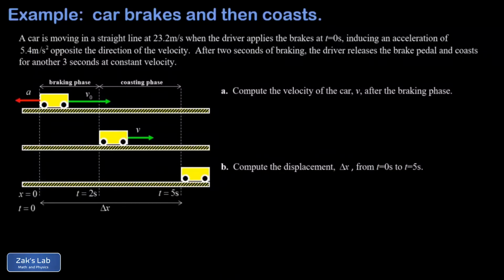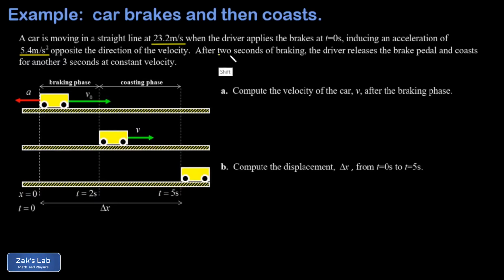In this video, we're looking at a kinematics problem where I have two distinct phases happening. So I have a car that starts with a known initial velocity of 23.2 meters per second, and then the driver puts the brakes on, and that induces an acceleration of 5.4 meters per second squared opposite to the direction of the velocity. In other words, it's slowing down.